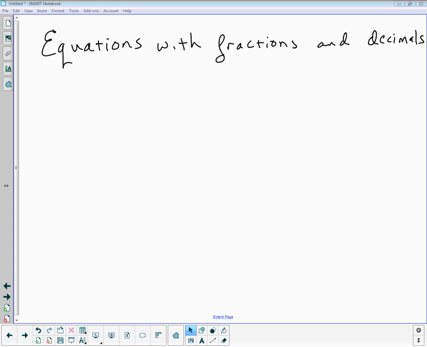If you're dealing with an equation that has a fraction in it, let's just do some really straightforward, simple ones in the beginning, and then we'll deal with a little bit more complicated ones in a minute. So let's do something like 2/3 x plus 5 equals, let's say, 11. Okay?